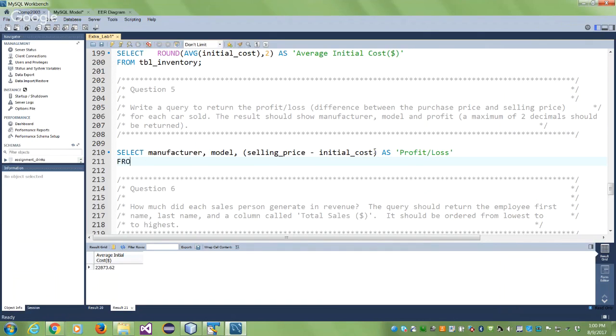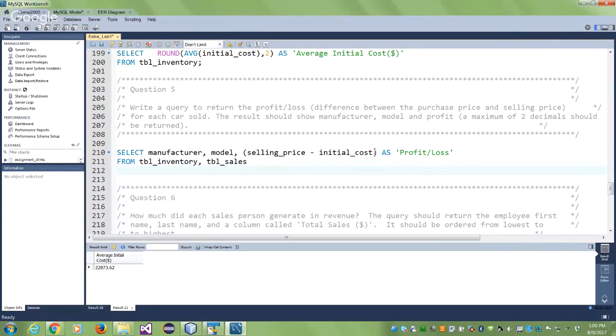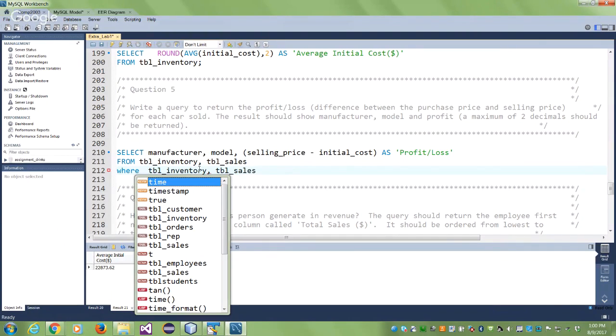Anyway, so from which two tables? The table names are inventory and the other name is sales. And again, comma or inner join, whatever you want, and the where condition. The sticker numbers are same. You could do a natural join. You could do a natural join also. I mean, it's up to you.